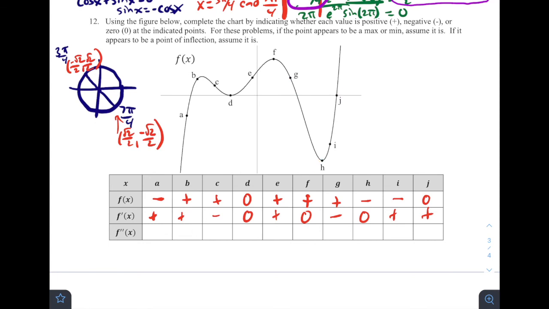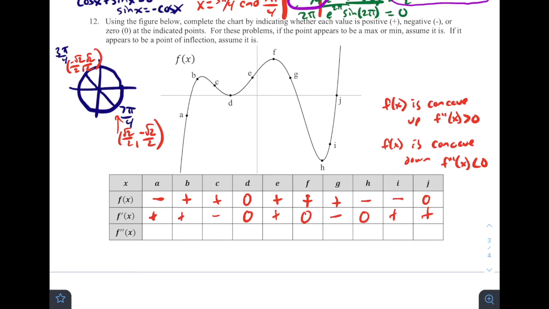Second derivative is essentially concavity. We know that the concavity of f of x is controlled by the second derivative, and I know that when f of x is concave up, that f double prime is positive, and if f of x is concave down, then f double prime of x is negative.